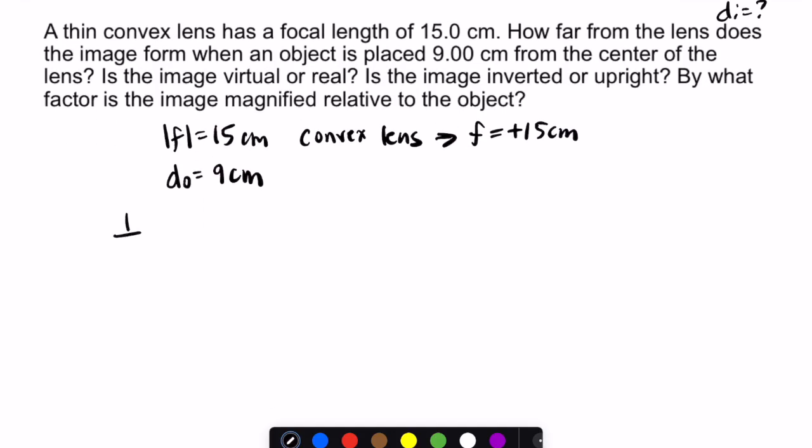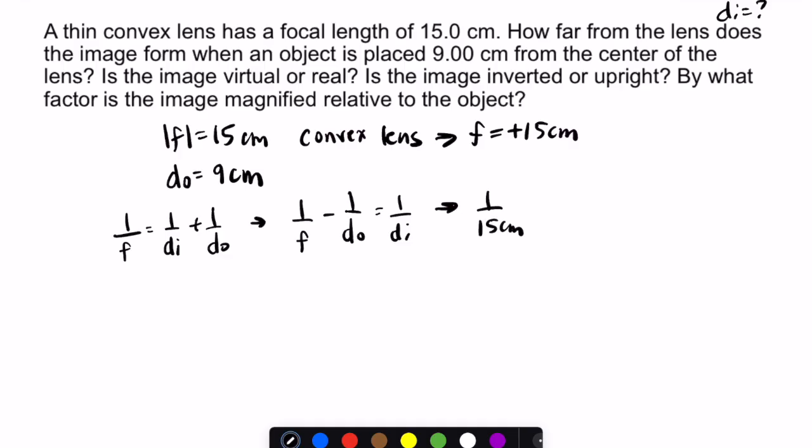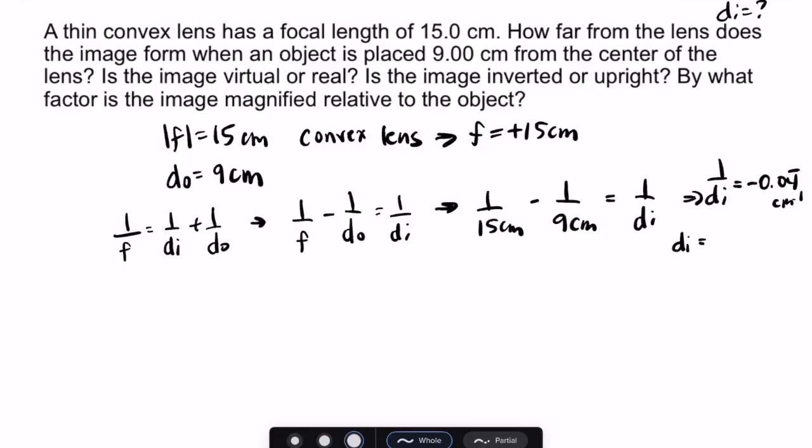Okay, so 1 over f equals 1 over di plus 1 over do. So let's solve for di. 1 over f minus 1 over do will give me 1 over di. So 1 over f is 1 over 15 because it's positive, minus my object distance, which is always positive. So I'm going to do 1 over 15 minus 1 over 9, and I'm going to get a negative number. What I get is 1 over di is negative 0.04 repeating. If I convert that to centimeters, I'm going to do the inverse of that, and I'm going to get negative 22.5 centimeters.